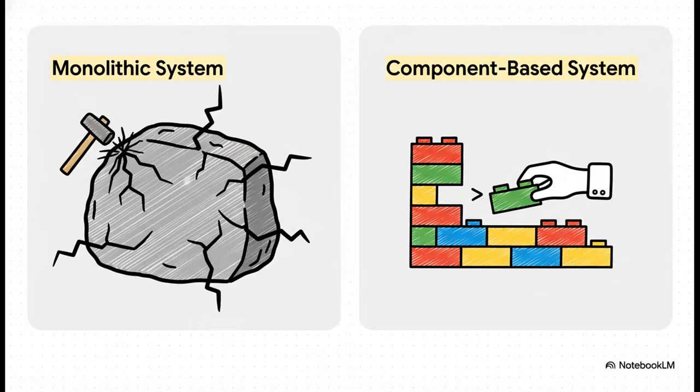Probably the best analogy here is building with Legos versus carving a sculpture from a single giant block of stone. A monolithic system is like that stone block. Everything is tightly connected. A tiny change in one spot can send a crack running through the whole thing. A component-based system, on the other hand, is like a box of Legos. Each piece has a standard way to connect, but you can easily swap out a red brick for a blue one without having to redesign the entire structure. It's flexible, it's modular, and it's just so much easier to manage.